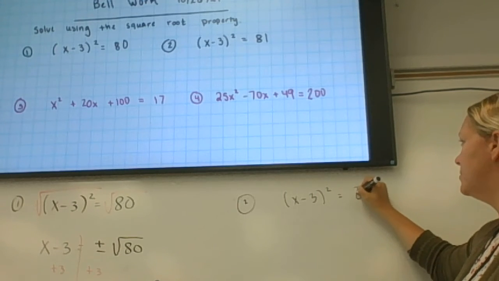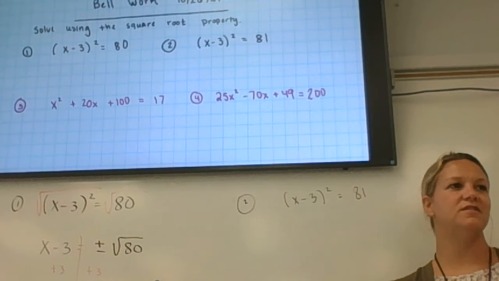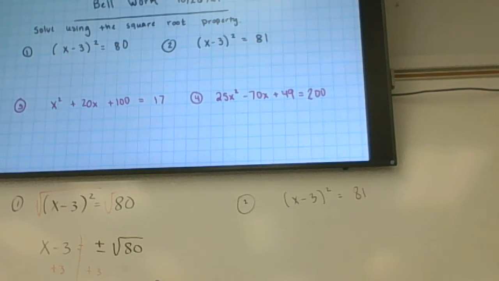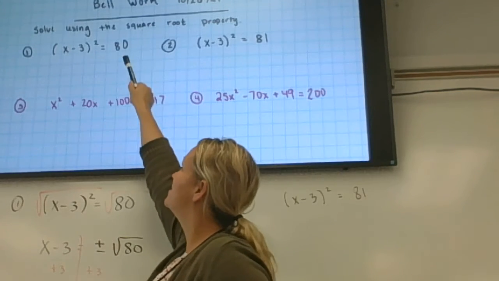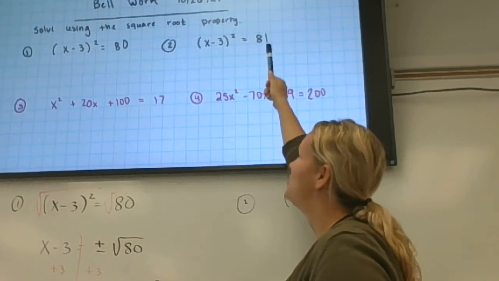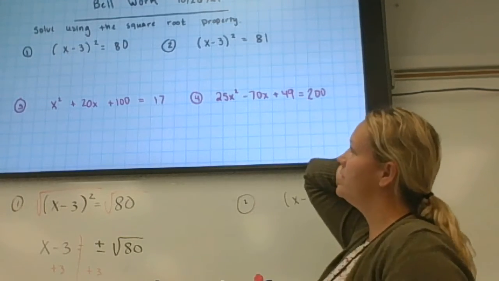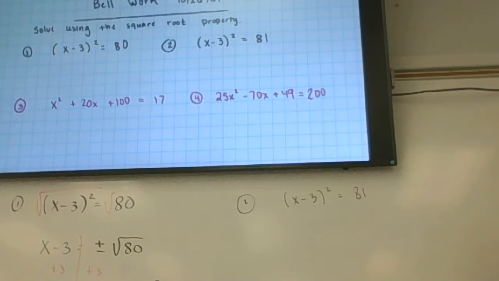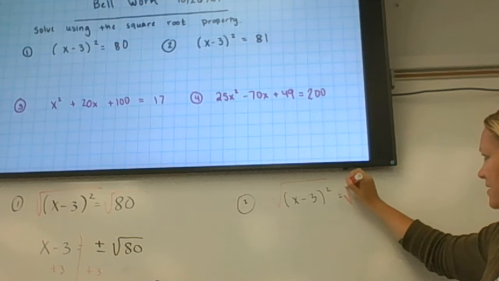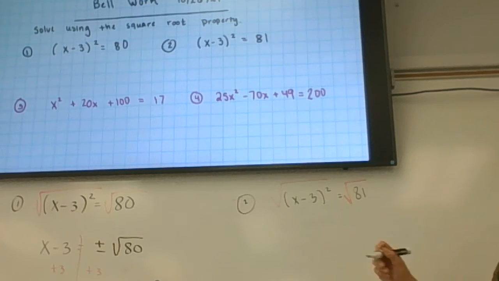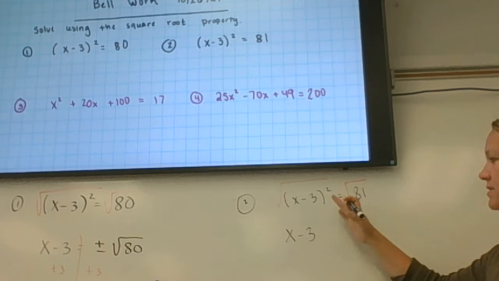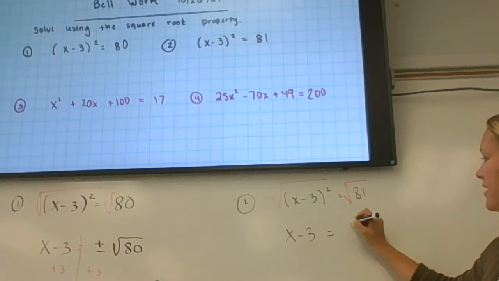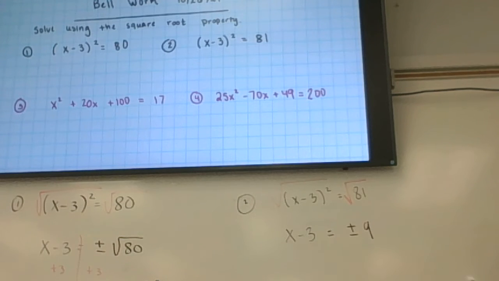So there's only one minimal difference between 1 and 2. What's the only difference? Yeah, this is 80. This is 81. You wouldn't think it would matter much, but it does. 81 is a perfect square, which makes the ending of the problem appear different. So I'll square root both sides. And then the x minus 3 has been taken away from that exponent. And now this is plus or minus 9. There's no radical left over. 81 is a perfect square.